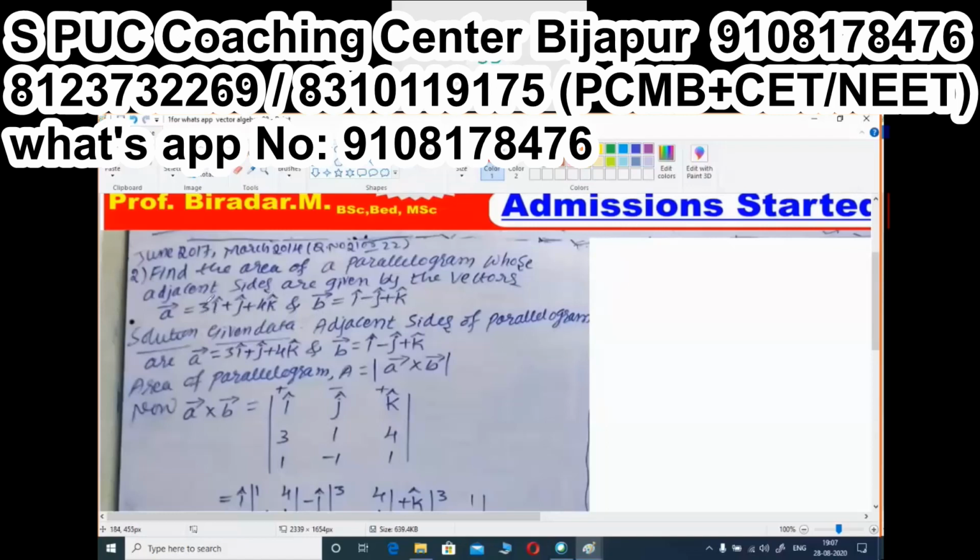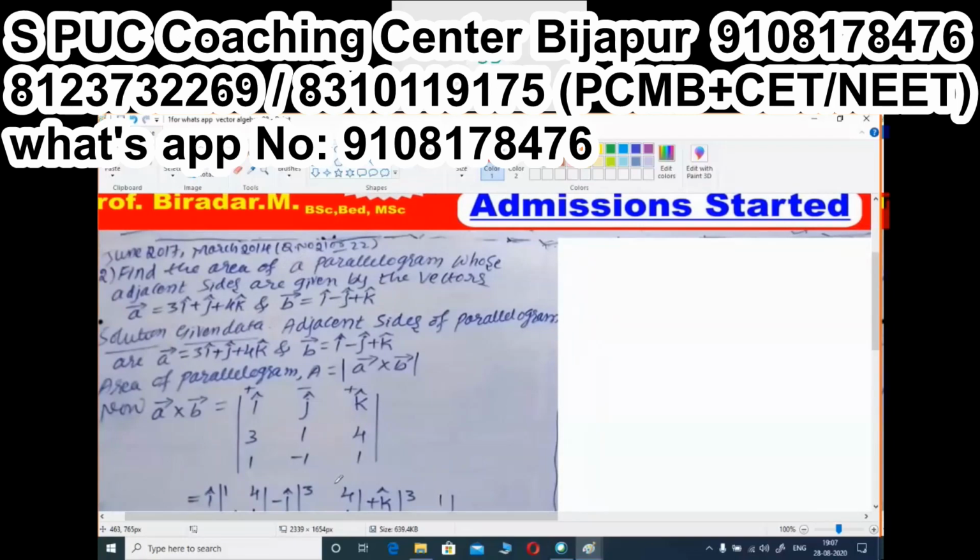Clear about the problem? He has asked to find the area of the parallelogram whose adjacent sides in vector form he has given. Okay, let us proceed to the solution. First you can mention the given data clearly, whatever the adjacent sides of the parallelogram he has given. Solution. Consent to the given data, you mention that given data: he has given adjacent sides of parallelogram.